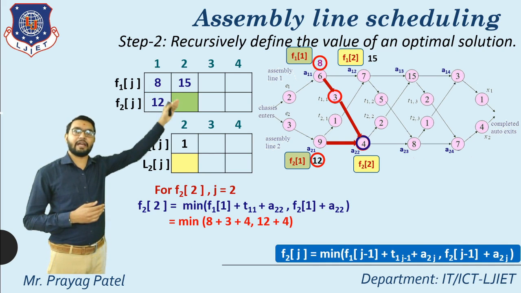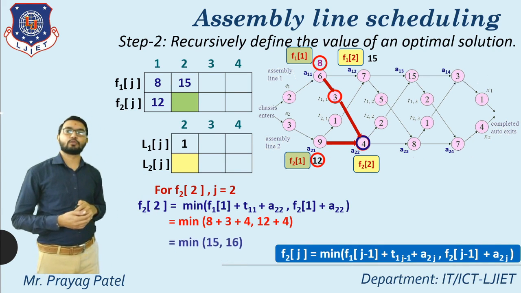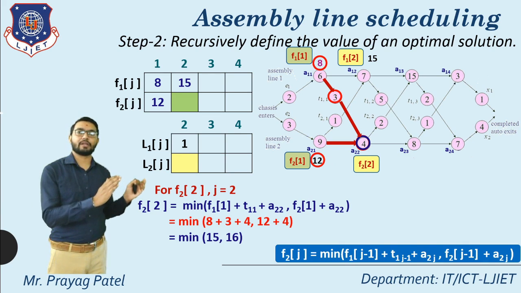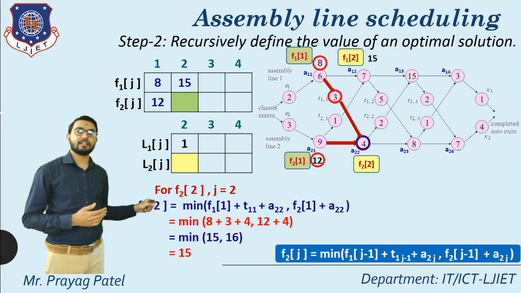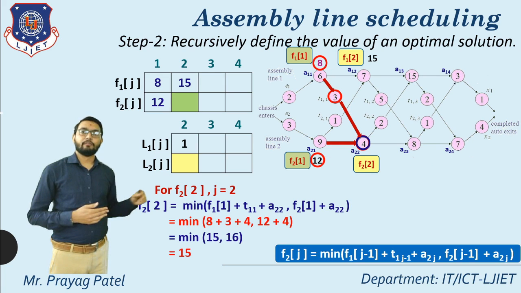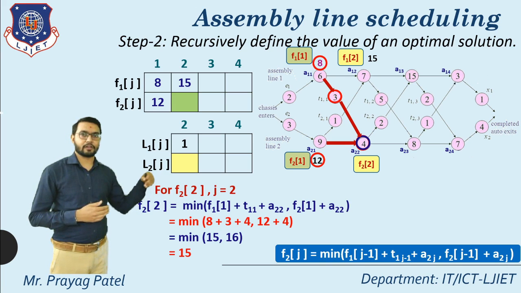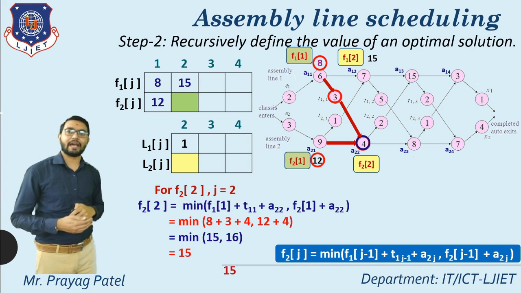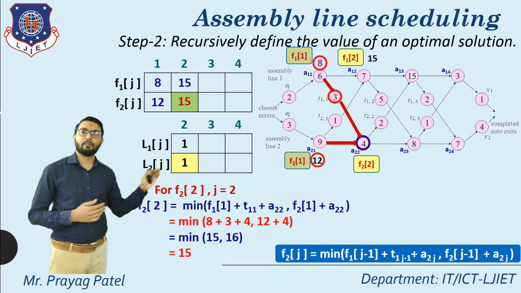From line 1 consider 8 plus 3 plus 4, and from line 2 consider 12 plus 4. So consider the minimum of 15 and 16. What is the value of the minimum? Equal to 15. So consider 15 as our answer, but decide the line number. Does 15 occur from the first option or the second option? Here 15 occurs from the first option, so consider line number 1. So put 15 and line number 1 for our location L22.